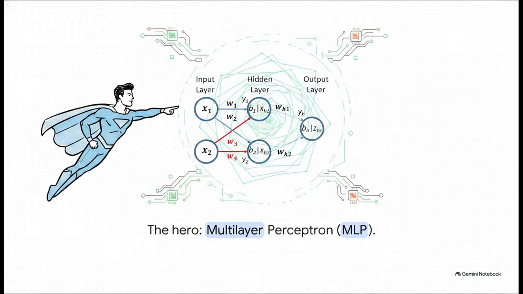Enter the hero of our story, the multi-layer perceptron, or MLP. By simply introducing a hidden layer of neurons situated between our input nodes and our final output node, we completely change the math. We are effectively adding a whole new dimension of problem-solving power. Instead of one neuron blindly drawing one line, we now have an intermediate step that processes the inputs before the final decision is even made.